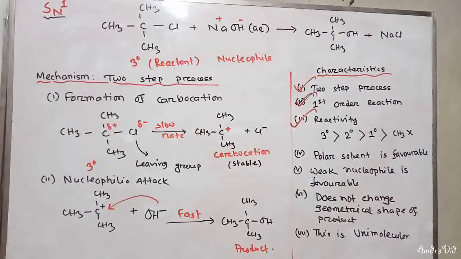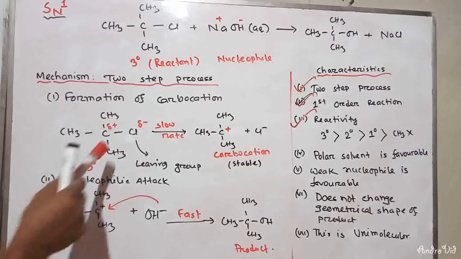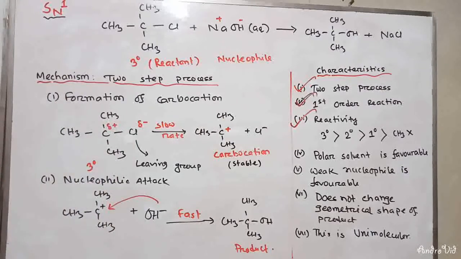Now polar solvent. Polar solvent is favorable, you know. You must remember this point. In case of SN1 reaction, polar solvent is more favorable. Now the question: why is this so? Because again, formation of carbocation is responsible for this reason. In fact, breaking the carbon chlorine bond will be easier if you use a polar solvent.